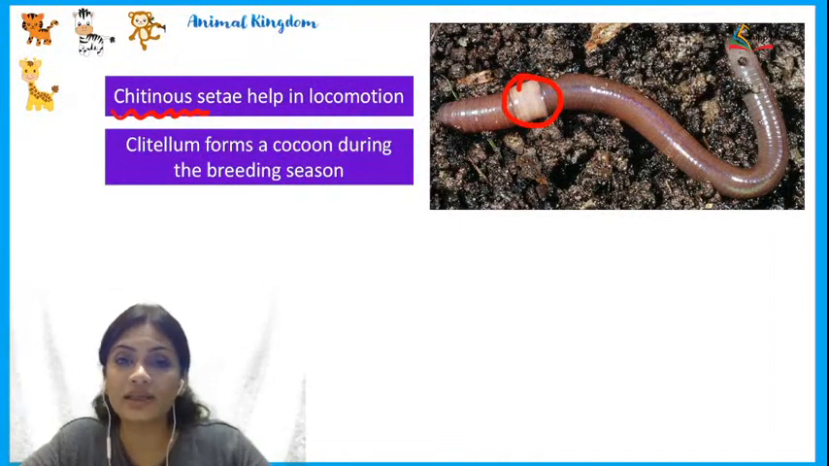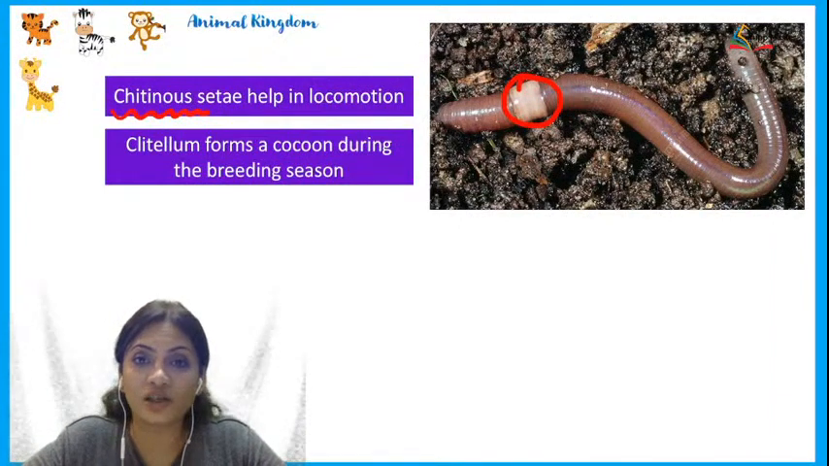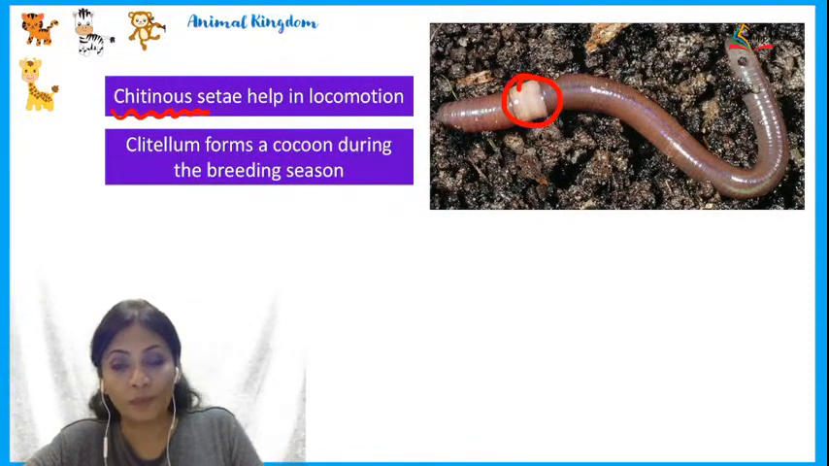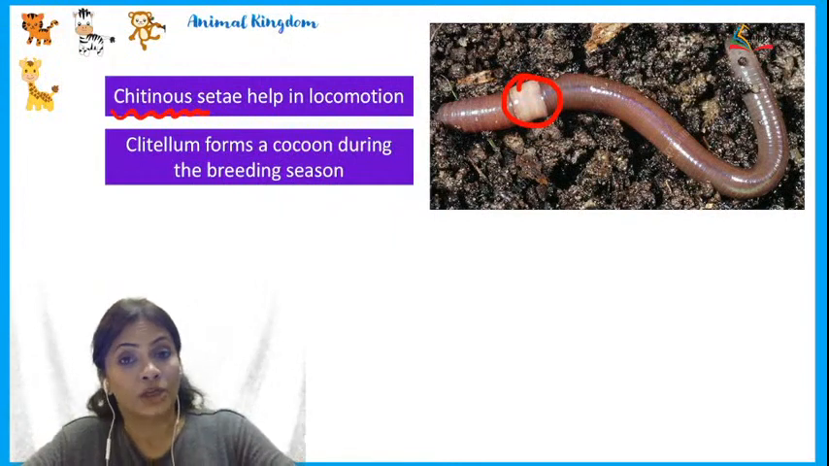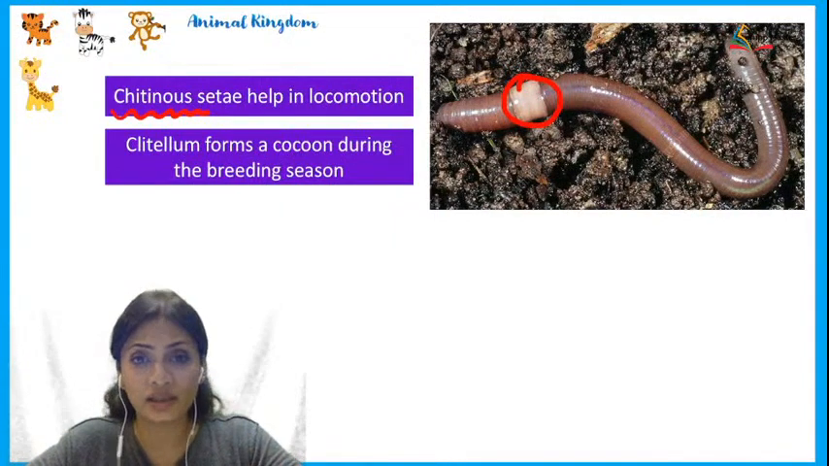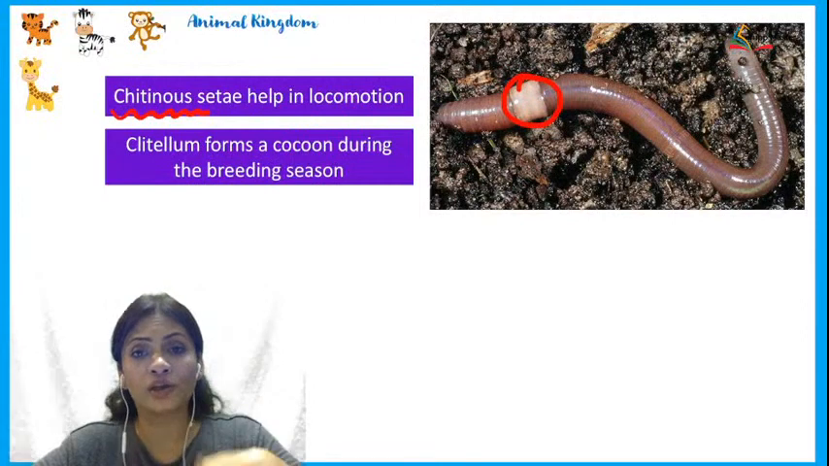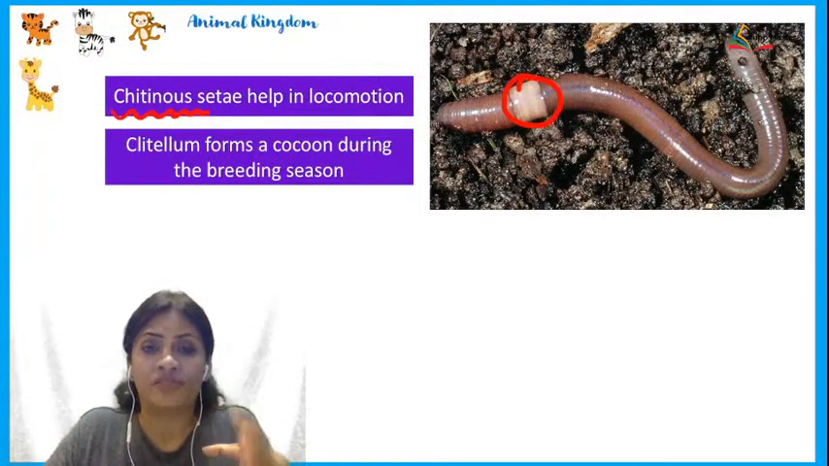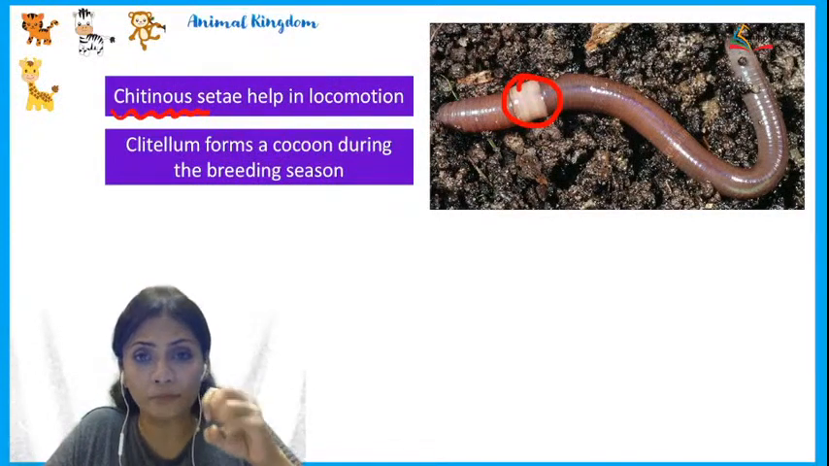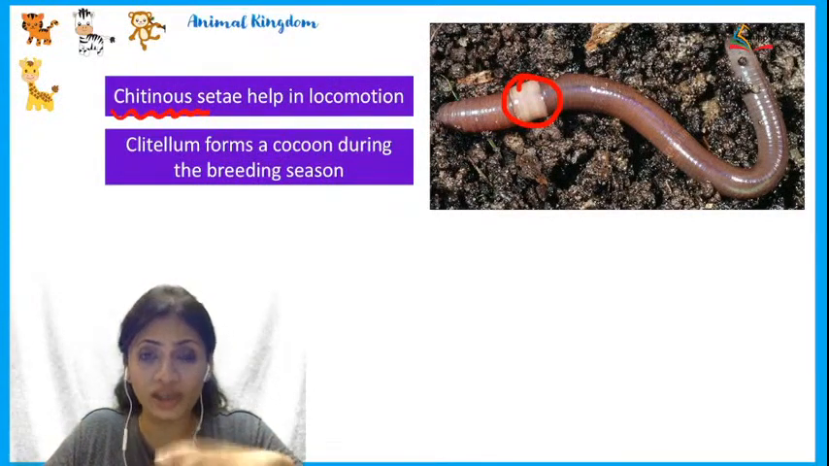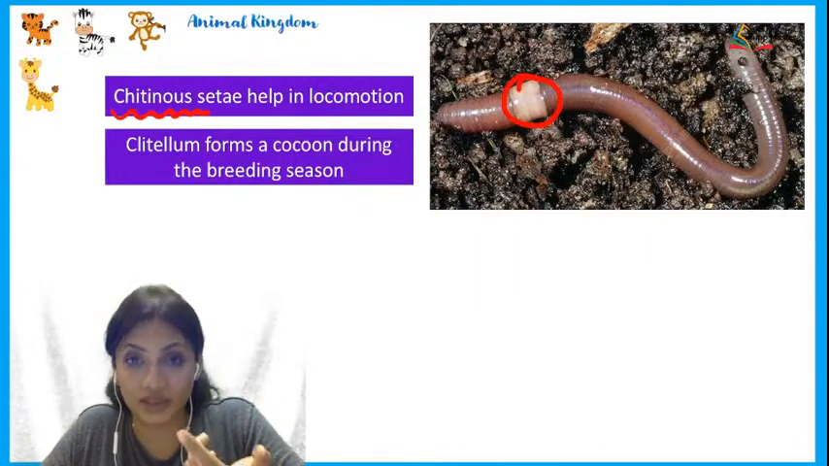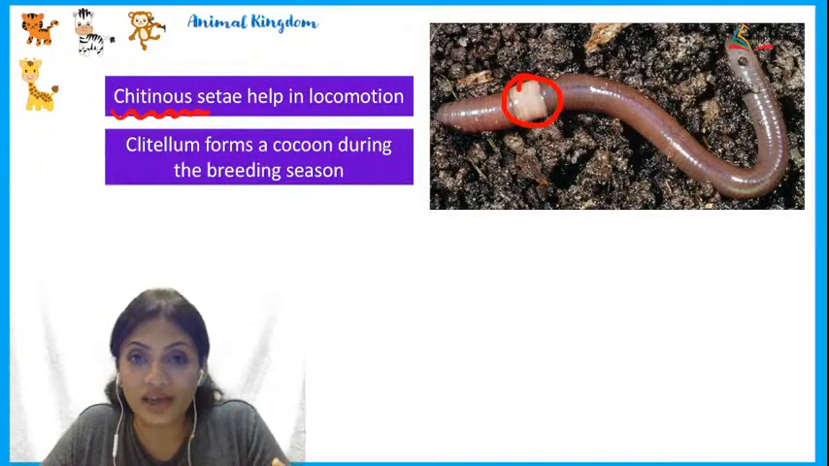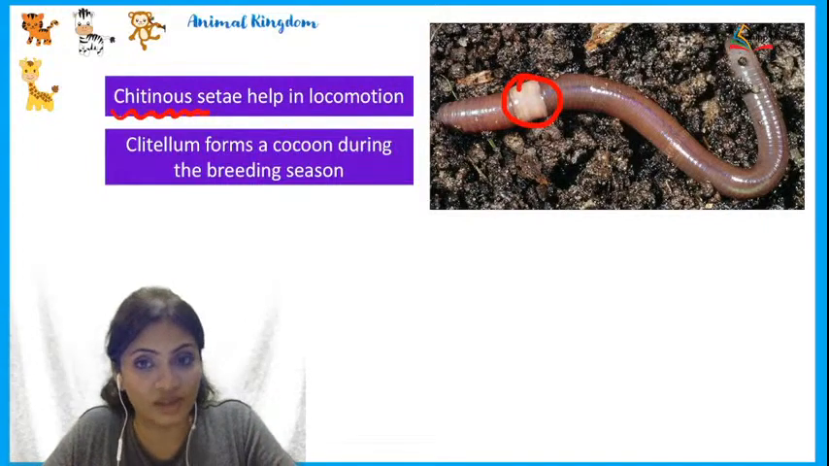The clitellum is that region from where this earthworm will be secreting a cocoon in order to cover or protect its young one. Remember, earthworms have direct development. So, in order to protect the young one, because that young one is being formed externally, the young one of the earthworm does not actually grow inside the body, but actually it's happening outside the body. So, it requires some protection. That protection is going to be coming out through the clitellum of this earthworm.